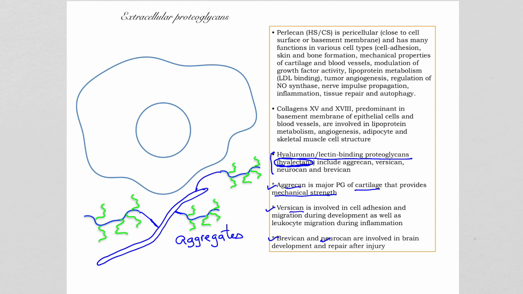Versican is involved in cell adhesion and migration during development, as well as in inflammation. It's involved in leukocyte migration. Brevican and neurocan are very important in the brain. They're important for brain development as well as for brain repair after injury.